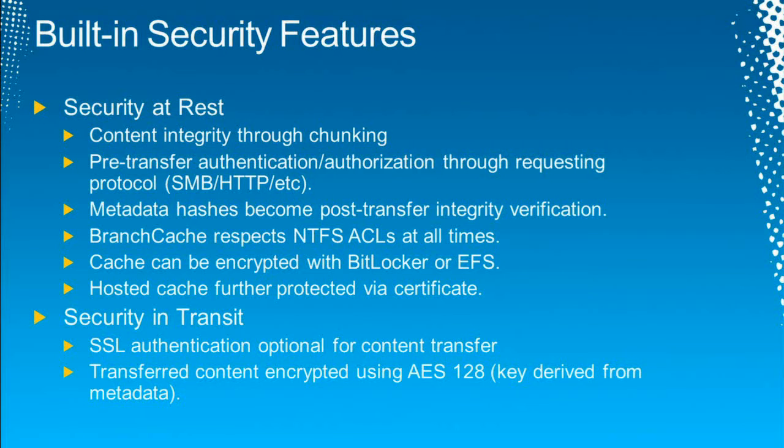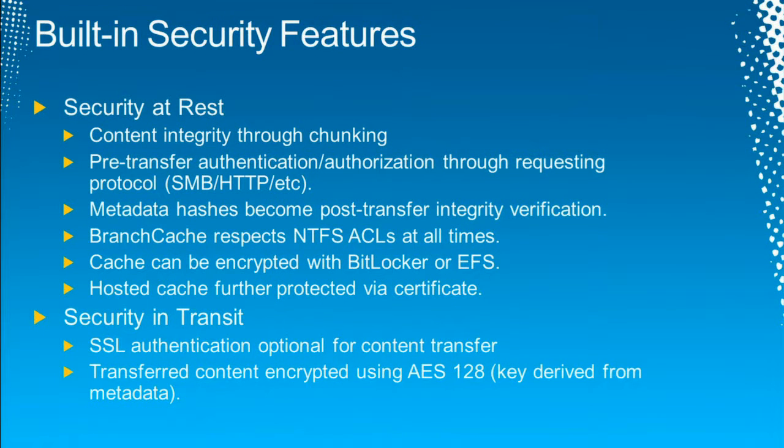There's also the concern that as I'm transferring all this stuff all around the network, I want to make sure that the content is integral. So the chunking and the actual creation of these hashes ensures content integrity. I get my typical authentication and authorization not through BranchCache, but through SMB or HTTP. Okay? By rehashing, I get post-transfer integrity verification. If I am particularly concerned about scary things, I can also simply encrypt the cache with EFS or BitLocker. So if somebody steals a cache server, they're not going to get anything.